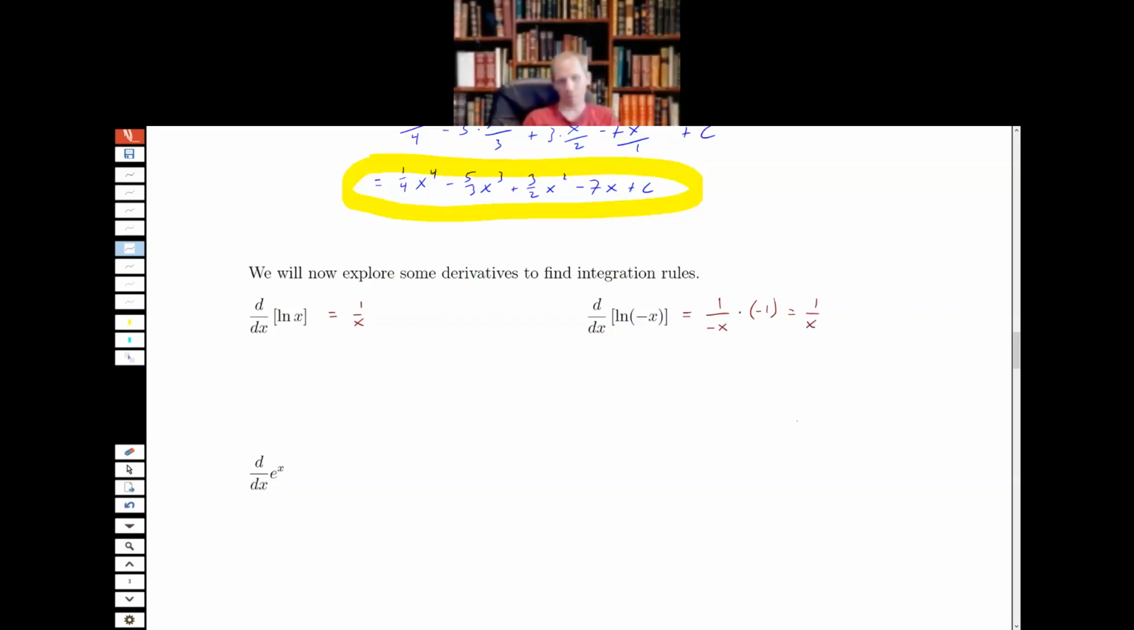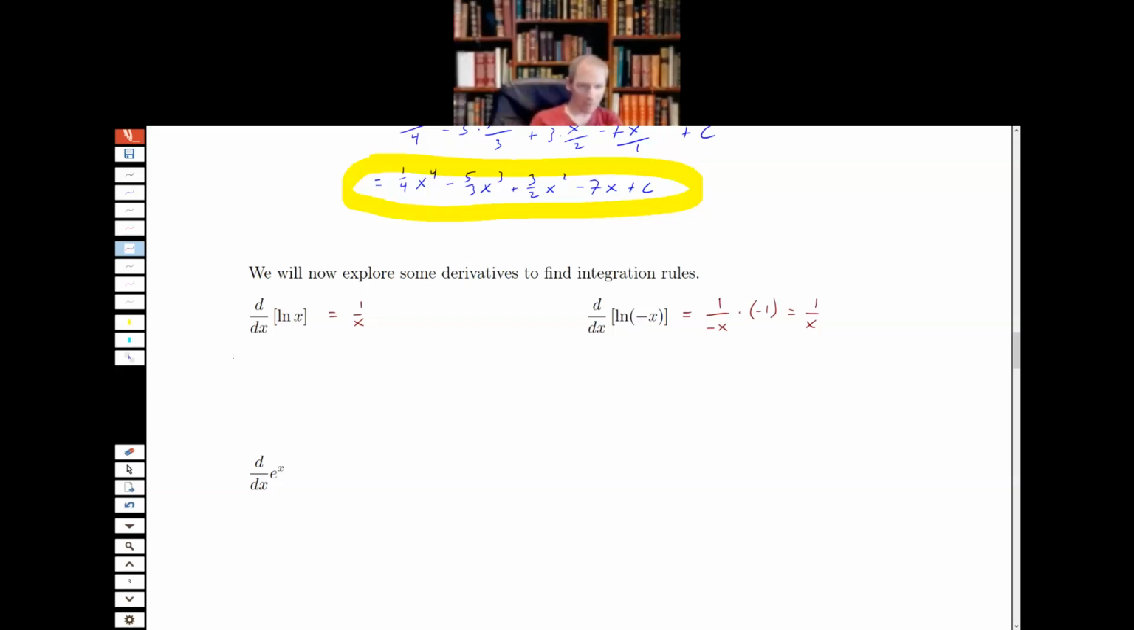Now, if I've been paying attention, then I feel like I have a real big problem. We said at the beginning of this that antiderivatives are unique up to a constant. That if I take two functions and their derivatives match, then they're the same up to a constant. ln of x, ln of negative x don't look the same to me. Okay, so what's the deal?